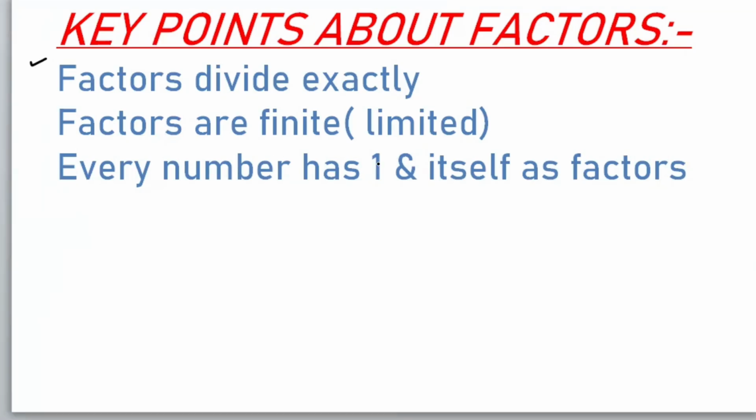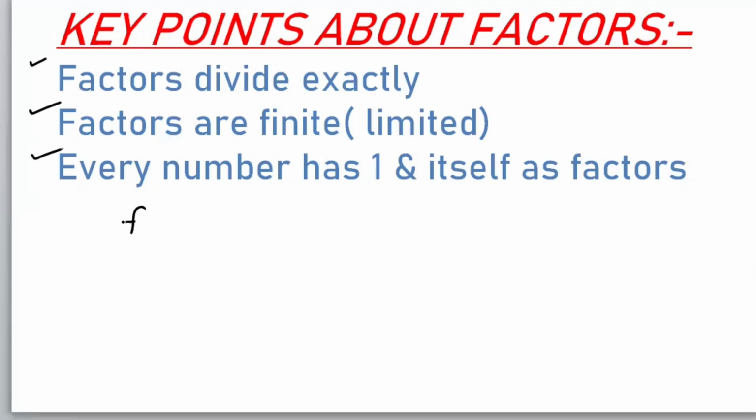Factors are finite. It means they are limited. Every number has one and itself as factors. Okay, so every number will have at least two factors. It should not be less than two factors. So every number has one as a factor and the number itself as a factor. Okay, so what are the key points? Factors divide exactly, factors are finite, and every number has one and itself as factors.